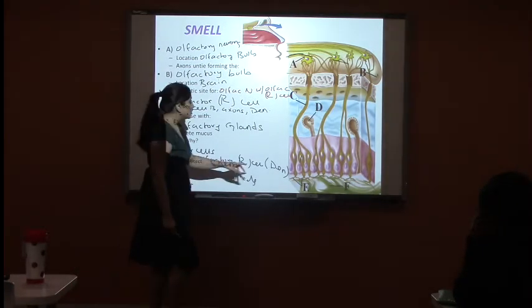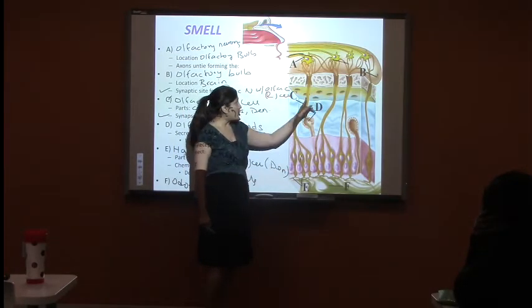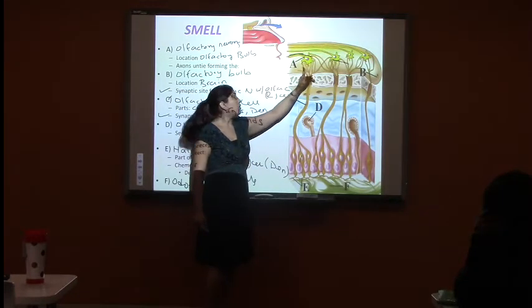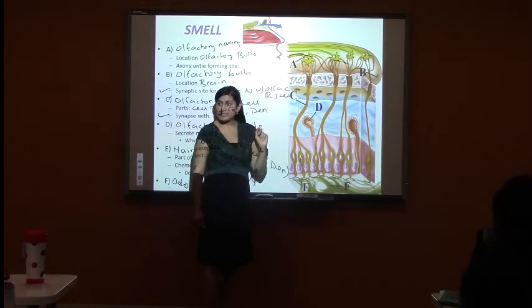Okay. So this is olfactory receptor cell, right? Olfactory receptor cell goes all the way up and enters the olfactory bulb. Within the olfactory bulb, the olfactory receptor cell synapses with olfactory neuron. Does that make sense? Okay.